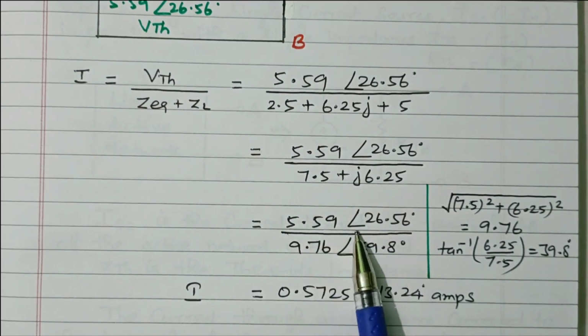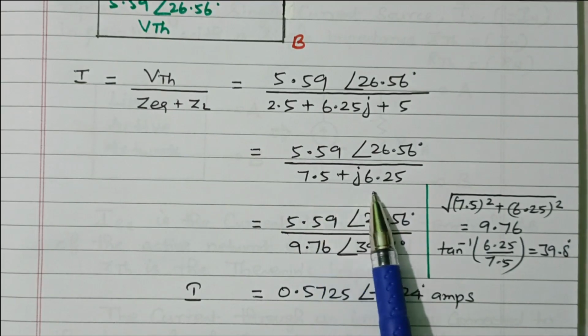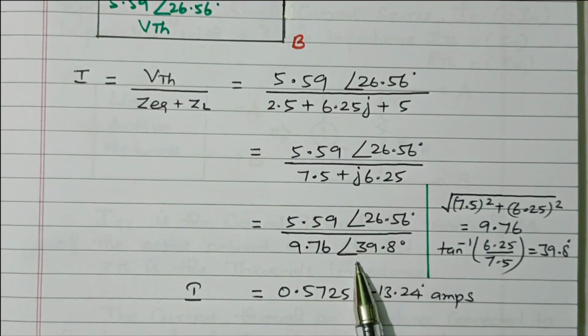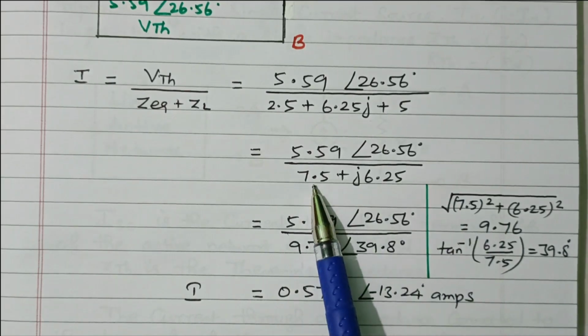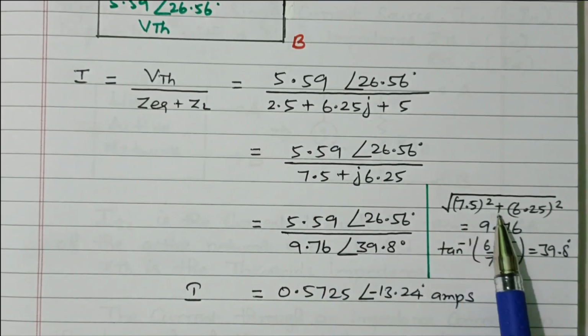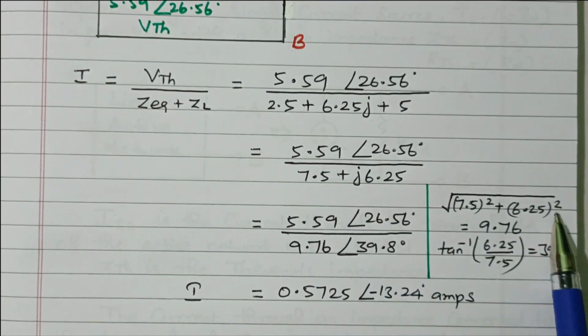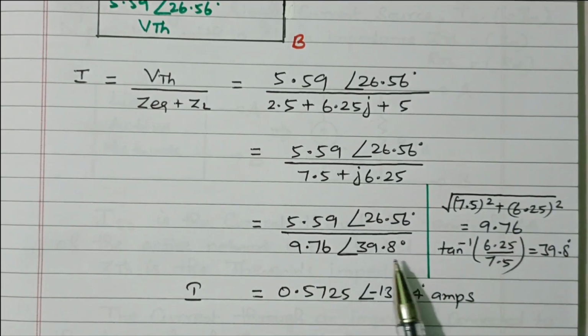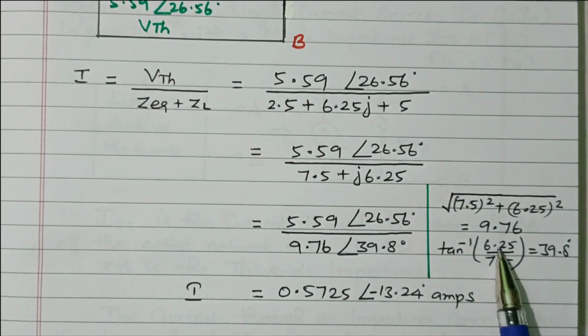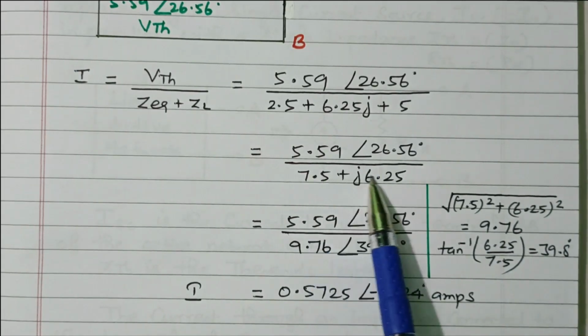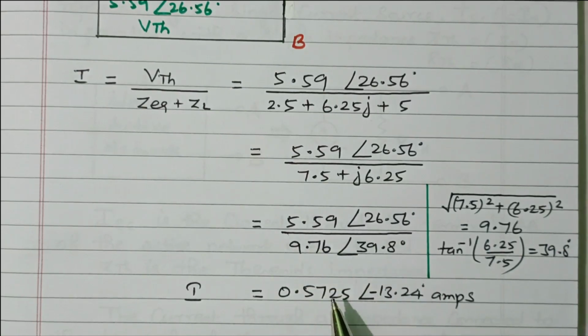So 5.59 with an angle 26.56. This rectangular form is converted into polar form. Directly using a calculator you can calculate it, otherwise it is the square root of 7.5 square plus 6.25 square, that is 9.76. The angle is tan inverse b by a, that is 6.25 divided by 7.5, that is 39.8 degrees. Now the rectangular is converted into polar form, so we can easily divide this.